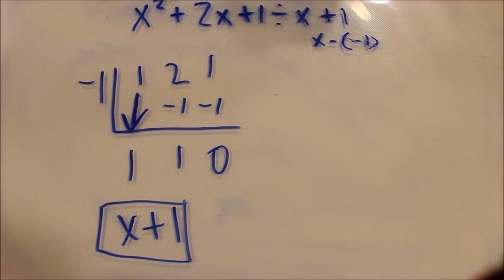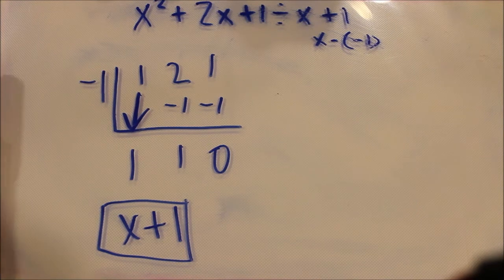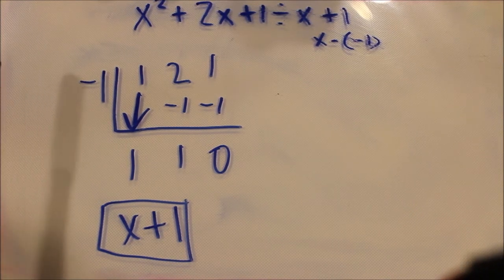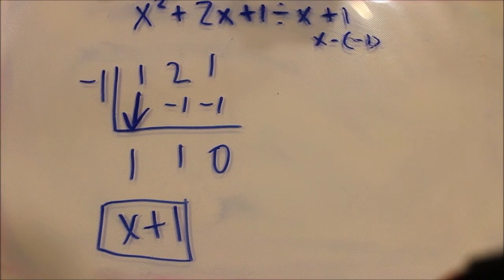Repeat this process however many times needed until you get to a final number. In this case, we end with a remainder of 0, and by the factor theorem, we can conclude that our answer is x plus 1.